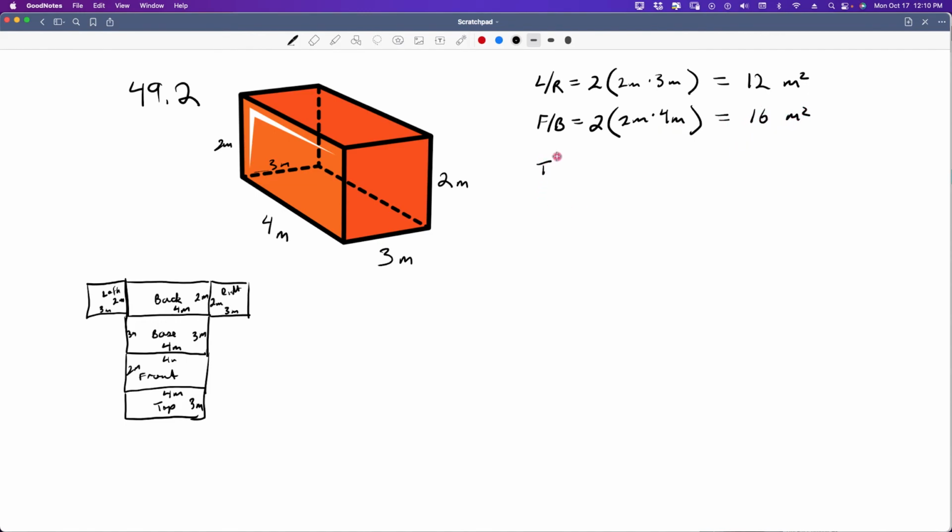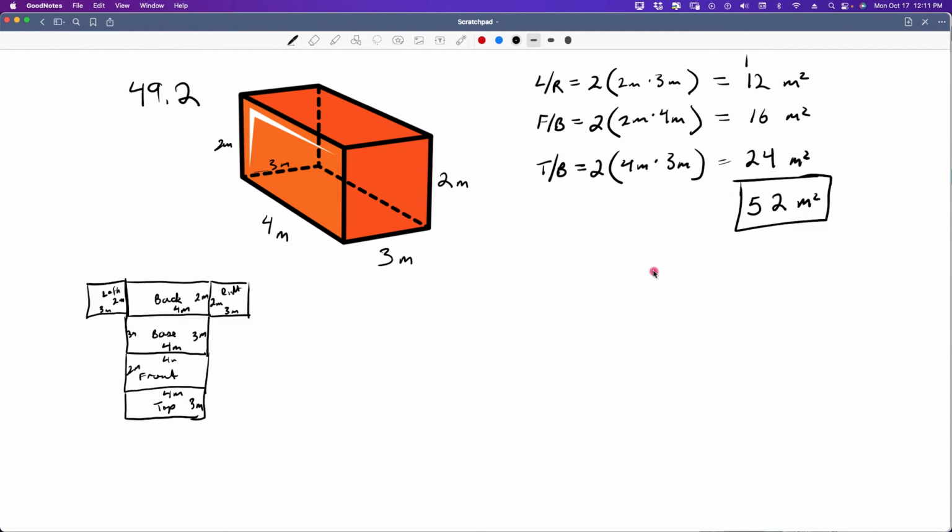Now I'm going to do my top and my base. There's 2 of those. And my top is 4 by 3 and my base is 4 by 3. So 4 meters times 3 meters. That's going to be 12 meters times 2. That equals 24 meters square. Bring my meter square down. Add them all together. That's 8, 12, it's 2, carry a 1. That's going to be 52 meters squared. And that is the answer you would put into the system.